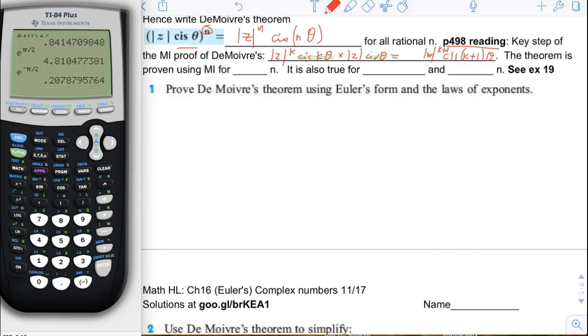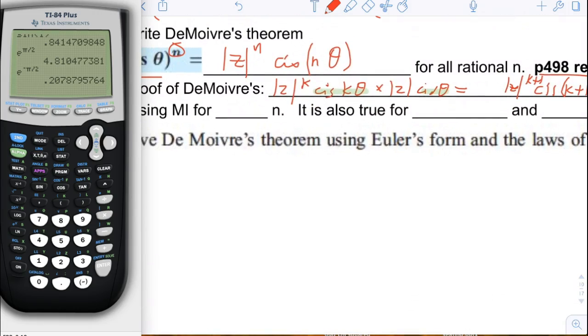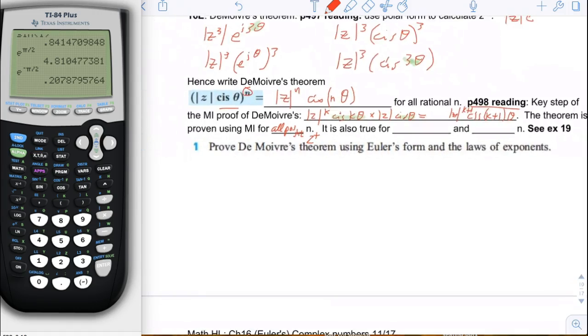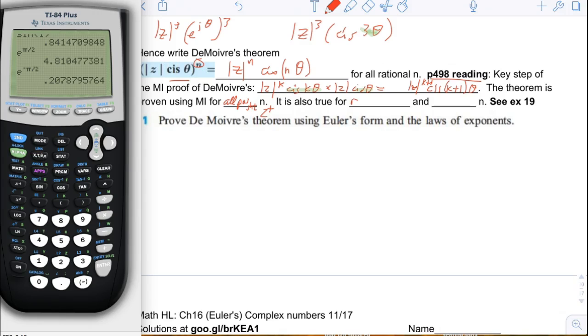The theorem is proven using math induction for all positive integers n. It is also true for rational and negative n, okay? And in example 19, they show you how you prove those. It's just an extension of proving it for positive integers.